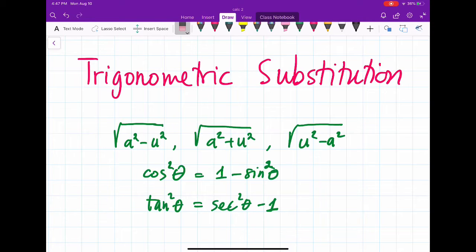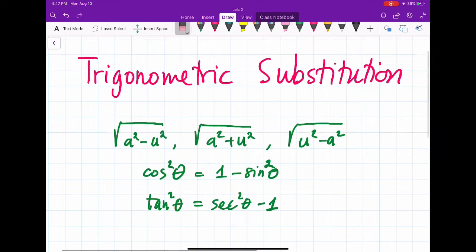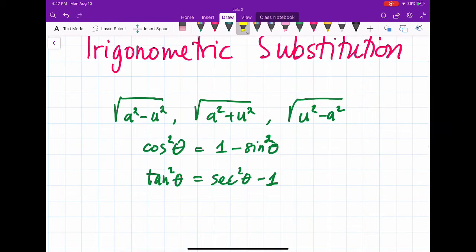Hello, today we study trigonometric substitutions. In my opinion, this is one of the hardest topics in Calculus 2. We will study integrals involving such forms: square root of a squared minus u squared, square root of a squared plus u squared, and square root of u squared minus a squared.